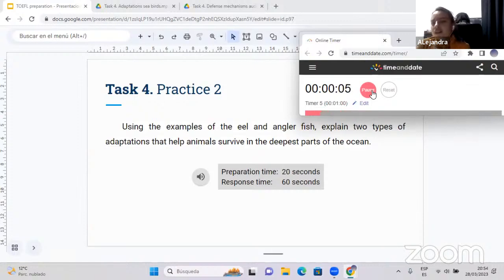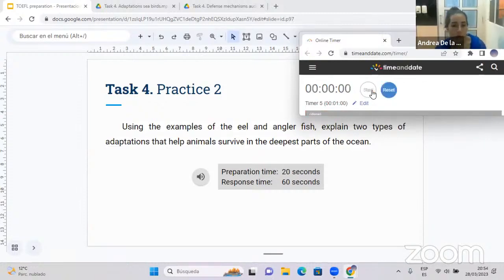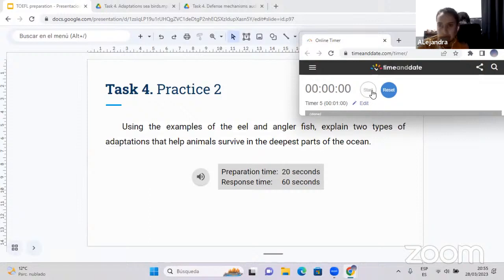What happens if I don't complete the time? Nothing happens as long as your response was already complete, right? If you said everything that you needed to say, you mentioned both topics, both examples, it's fine. But if you had some extra time, like 10 seconds, that's okay. You could go with a short conclusion and say something like, these are the two adaptations that help animals survive in the ocean. So you repeat what you said in the introduction. Or, these are the two adaptations that the professor mentions help animals survive. Something like that.